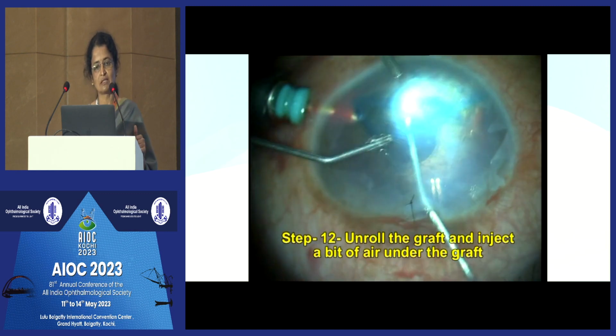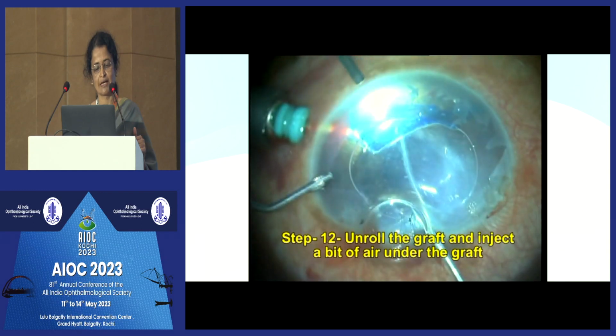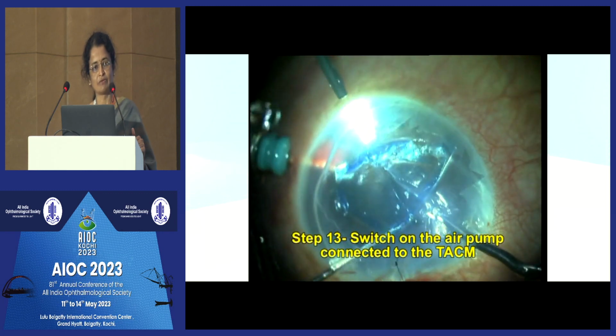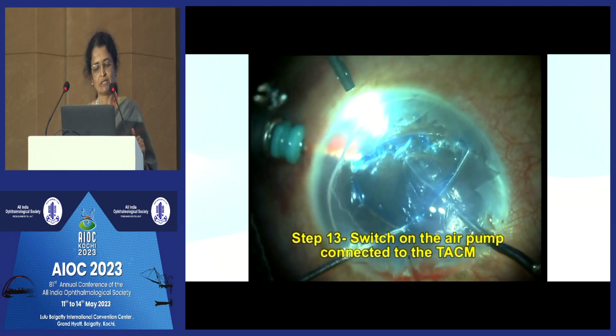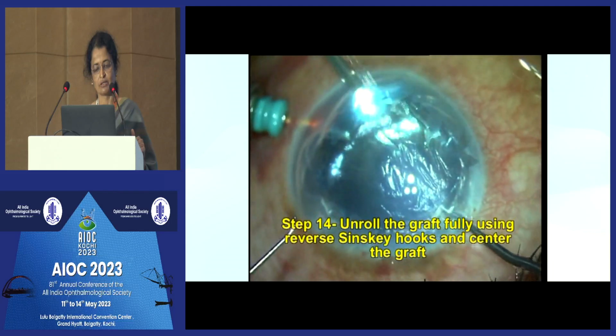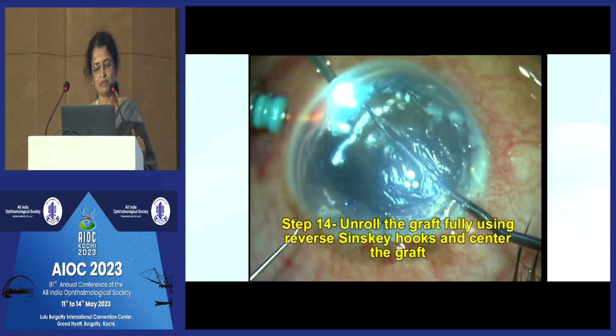Once you confirm the graft is in the correct orientation, you can start unrolling the graft, keeping the anterior chamber shallow and with gentle tapping over the cornea. Once the graft is unrolled, you can inject the air into the anterior chamber, and then the graft is very well attached. So you can confirm with your endoilluminator all over.